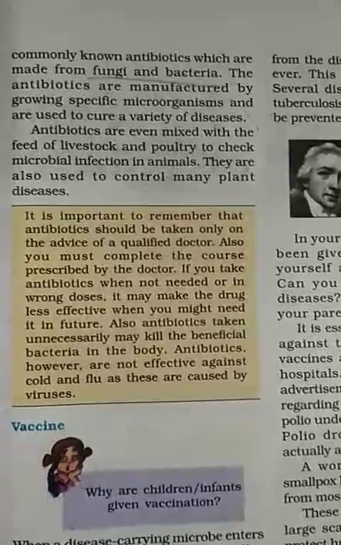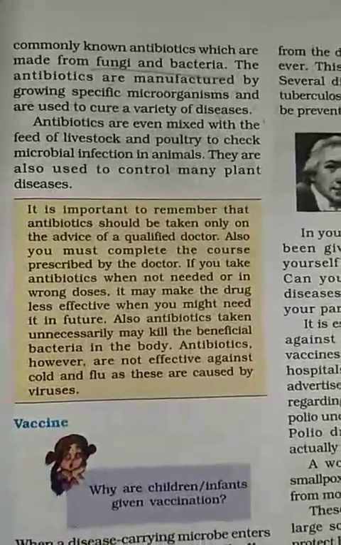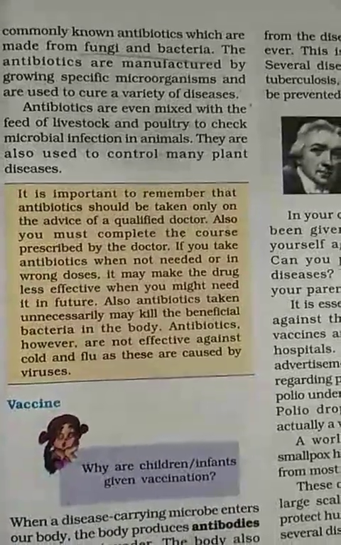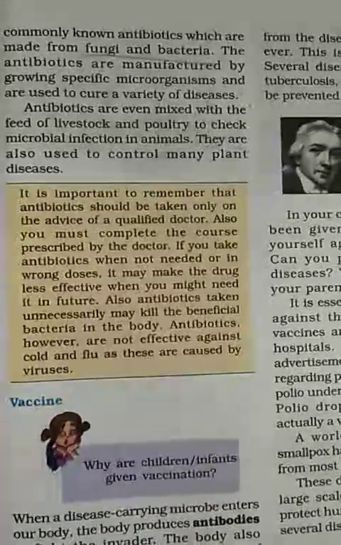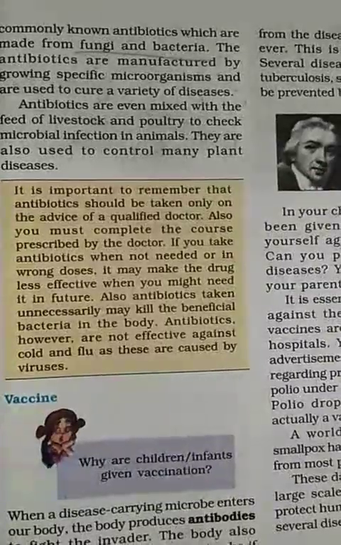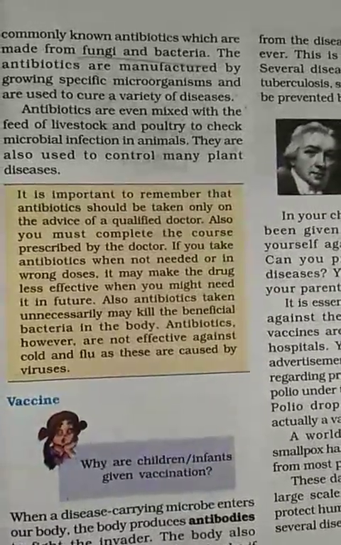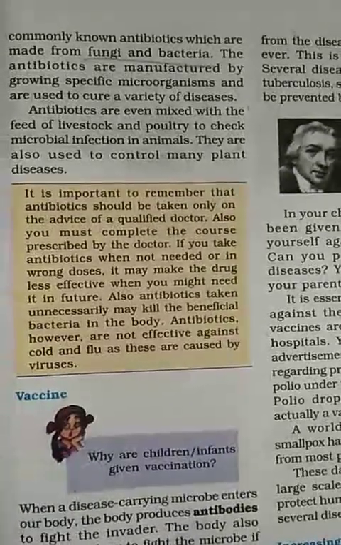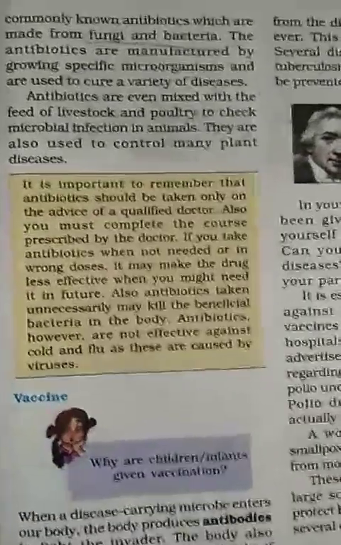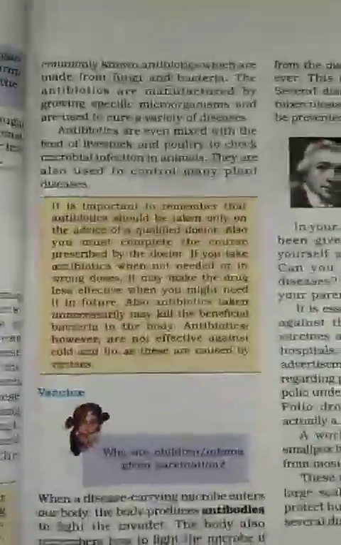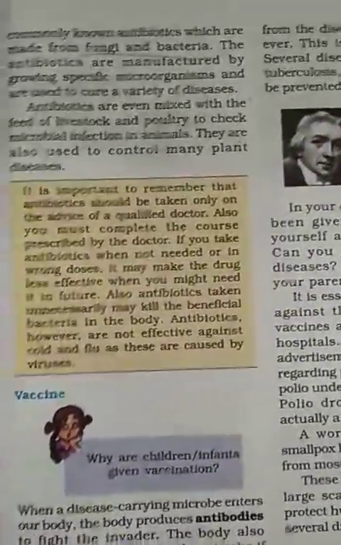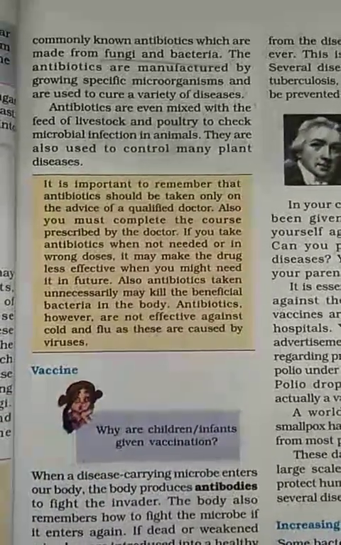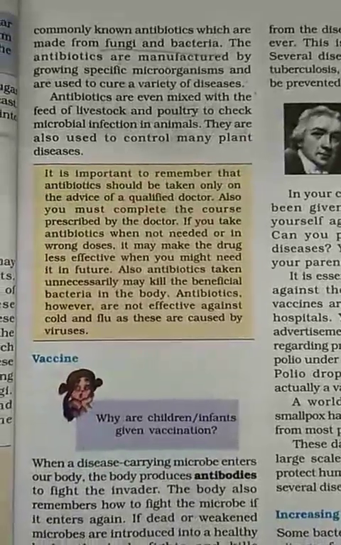Whenever antibiotics are prepared, they are not directly given to human beings. First they are checked on animals, and if approved as correct, then only they are given to human beings. They are also used to control many plant diseases. These microorganism antibiotics are useful to human beings as well as to control many plant diseases.